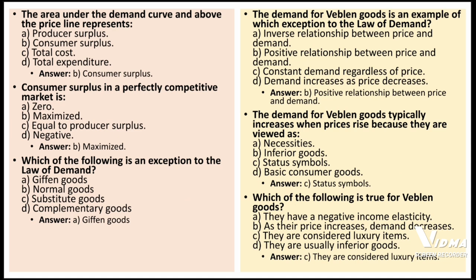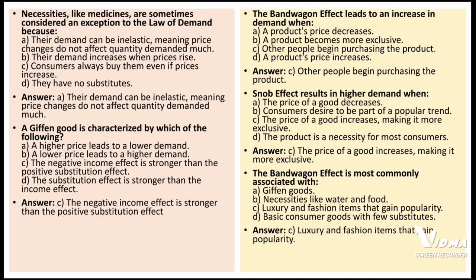The demand for Veblen goods typically increases when price rises because they are viewed as status symbols. Answer is C. Which of the following is true for Veblen goods? Answer is C, they are considered luxury items. Necessities like medicines are sometimes considered an exception to the law of demand because: answer is A, their demand can be inelastic, meaning price changes do not affect quantity demanded much.